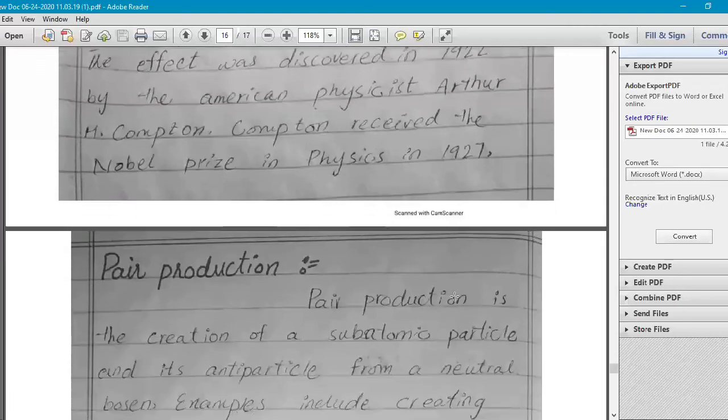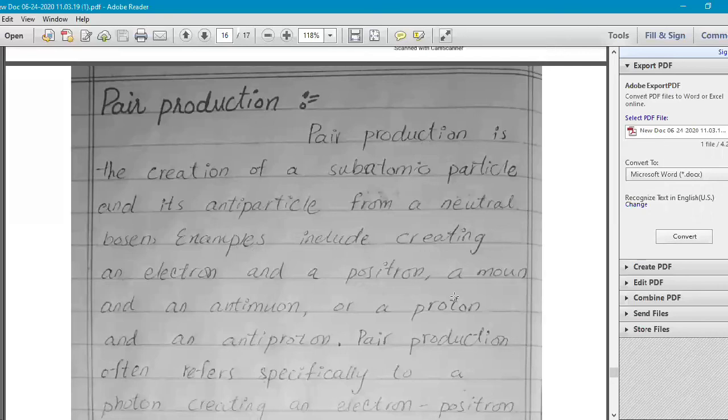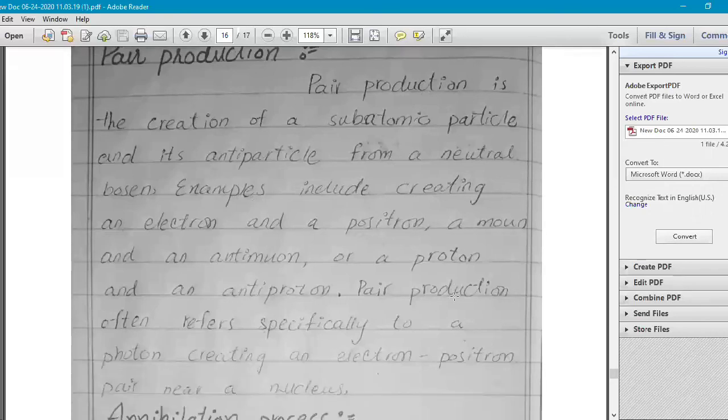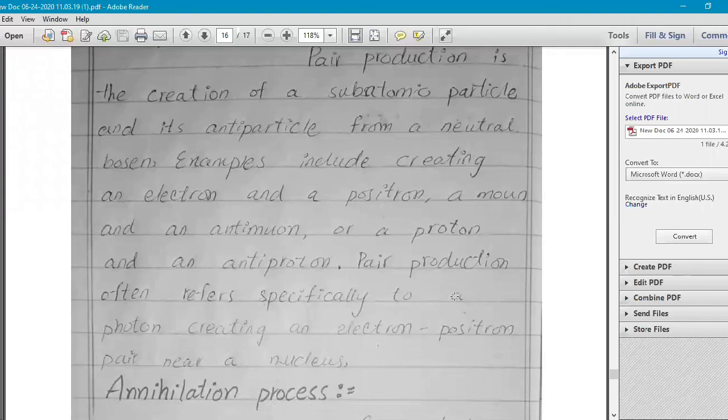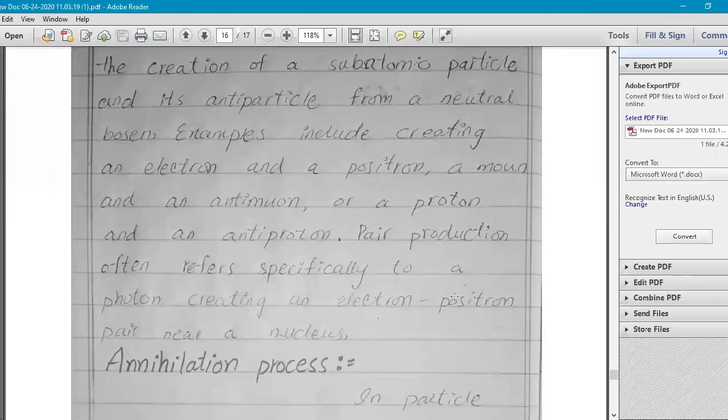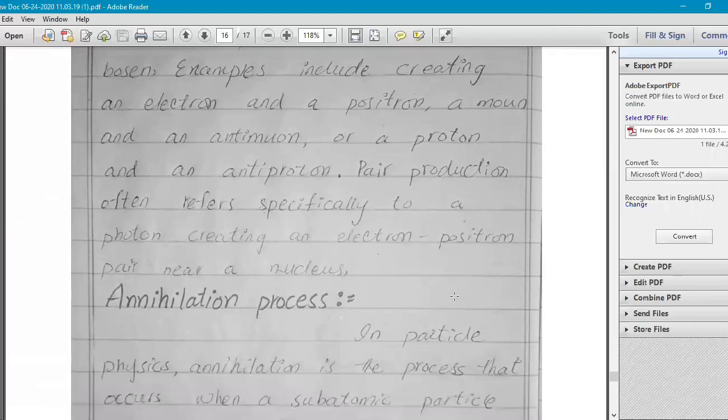Pair production is the creation of a subatomic particle and its antiparticle from a neutral boson. Examples include creating an electron and a positron from a photon near a nucleus.